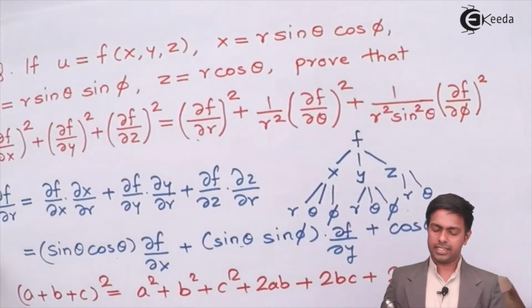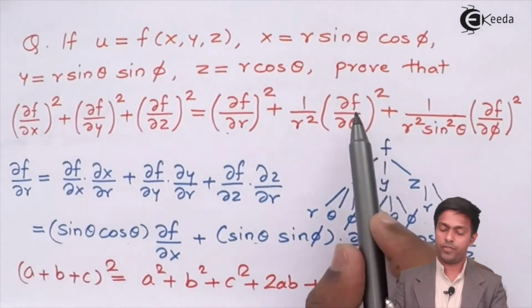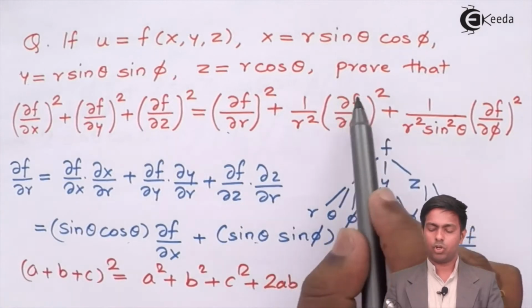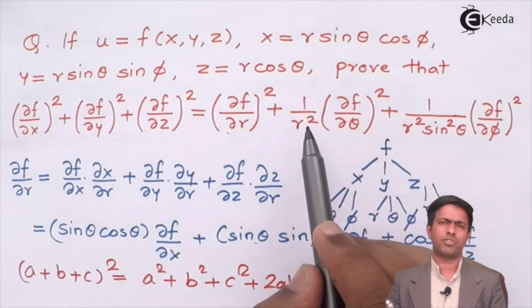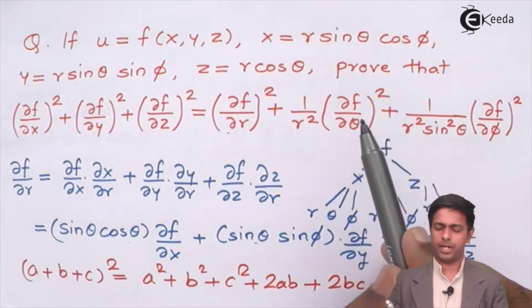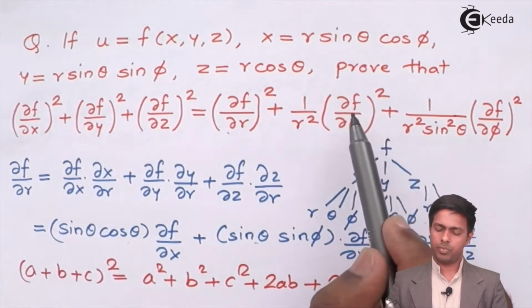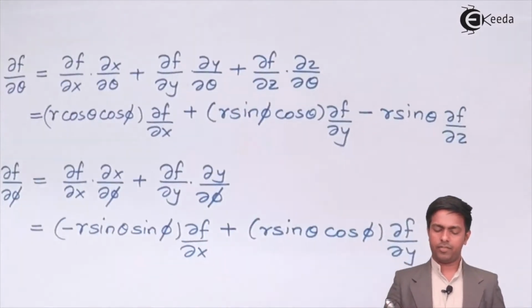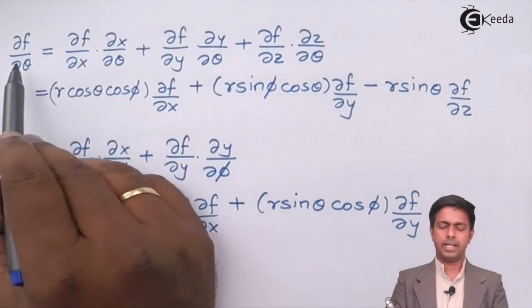So guys, let's move ahead and find out the value of del f by del theta the whole square. But remember one thing, this term is also multiplied with 1 upon r square. So we will find the square, and at the same time we will multiply the given terms by 1 upon r square. So here I have the value of del f by del theta.